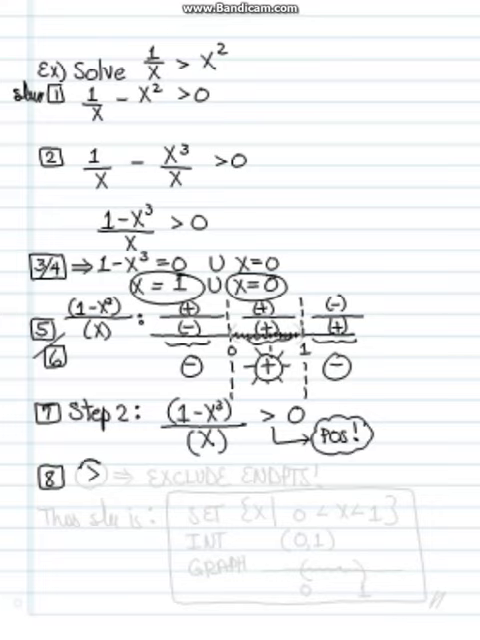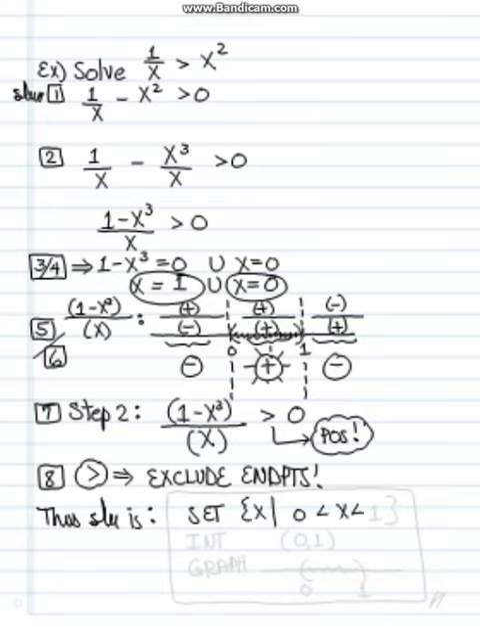Step 8, the original inequality sign had no equal portion. So exclude the endpoints with round brackets around 0 and 1. And then our solution will be, in set notation, all real numbers x such that 0 is less than x is less than 1, or interval notation, open interval 0 to 1, or graph notation, number line 0 and 1 with an open circle on each end and shaded in the middle.